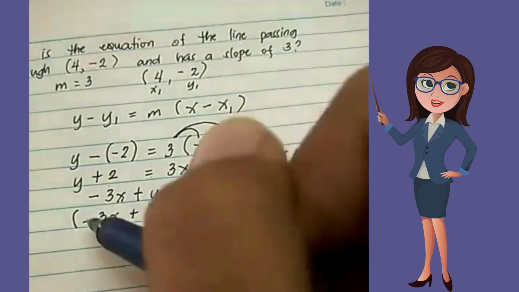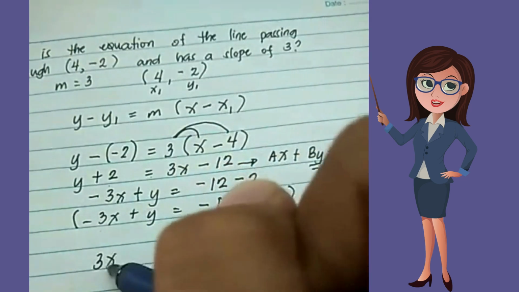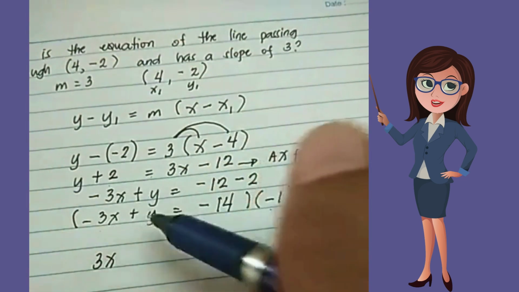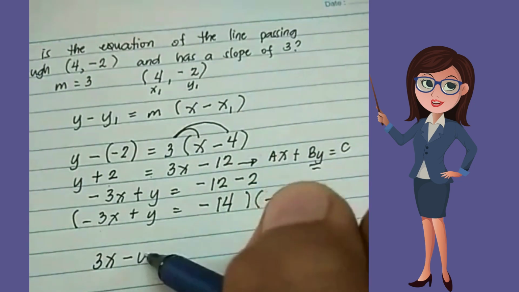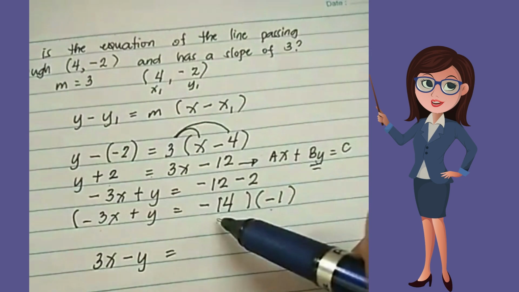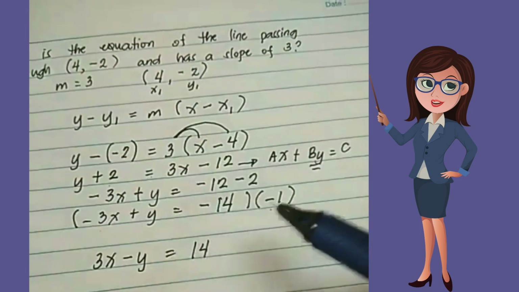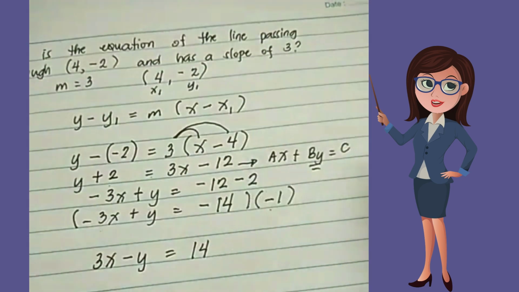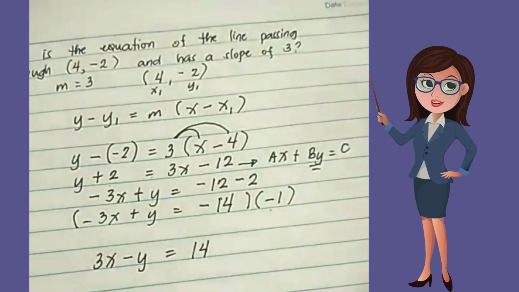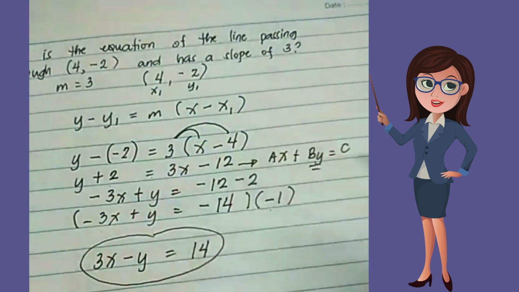So negative 1 multiplied by negative 3x, that will give us positive 3x. Then negative 1 multiplied by positive y, this will give us negative y is equal to negative 1 multiplied by negative 14, and that will give us positive 14. So the equation of the line passing through 4, negative 2, and has a slope of 3 is 3x minus y equals 14.